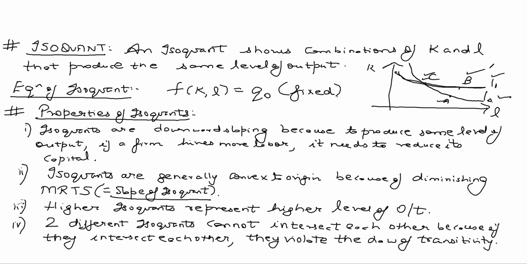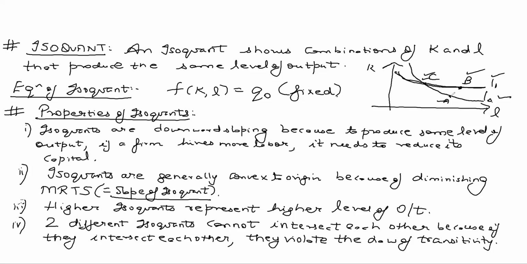So guys, if A and C represent the same level of output and C and B represent the same level of output, by transitivity, A and B also should represent the same level of output, but no. You can see that A and B are not lying on the same isoquant. In fact, B represents a higher level of output than A because B consists of more of labor and capital as compared to point A. So transitivity gets violated here. So two isoquants cannot intersect each other because they violate the law of transitivity.